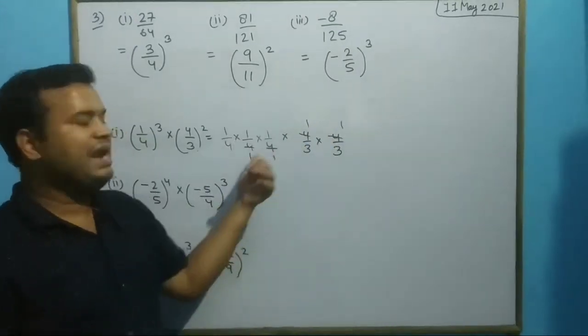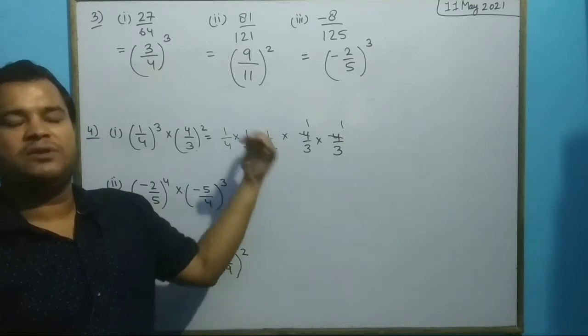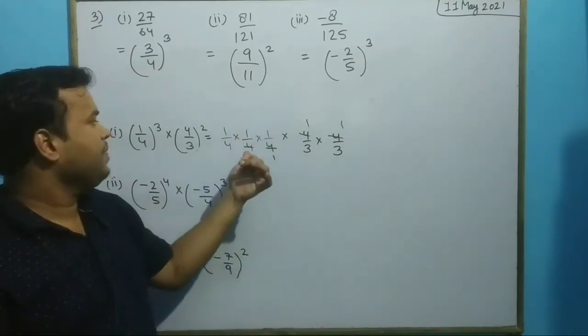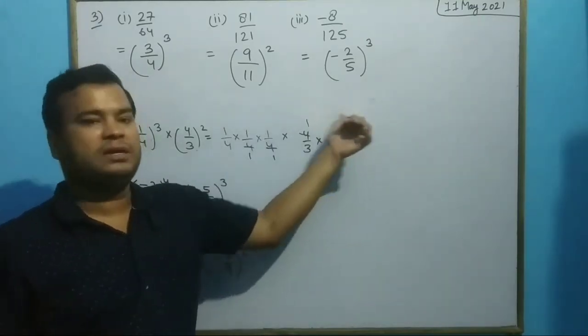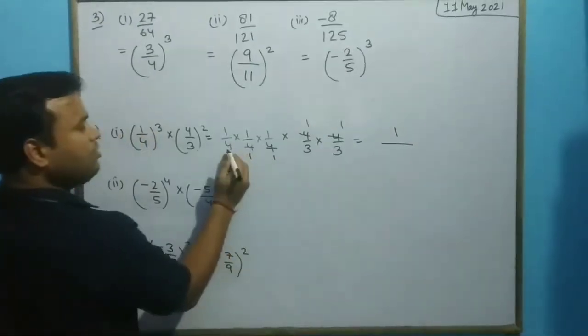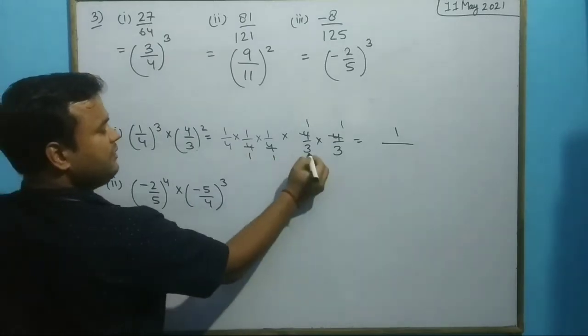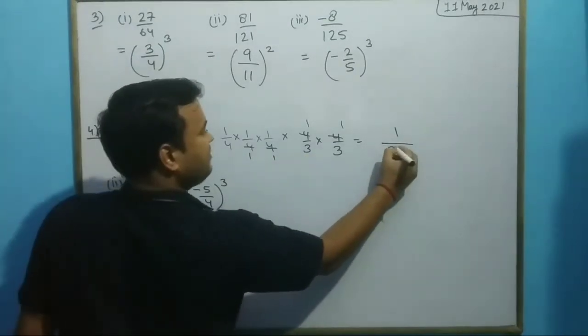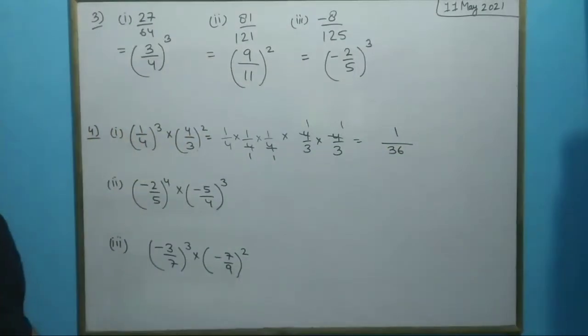Now is there anything on the numerator or denominator we can cancel out? No, there is nothing. Okay, so just multiply all the numerator. It is 1. So 1 will come. Okay. Now on the denominator part, 4 into 3. 4 3 is 12. 12 3 is 36. So the answer is 1 upon 36.